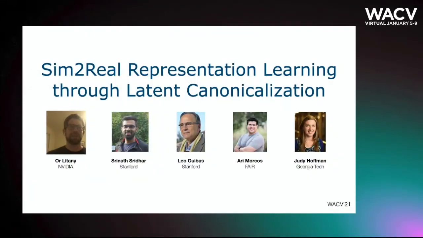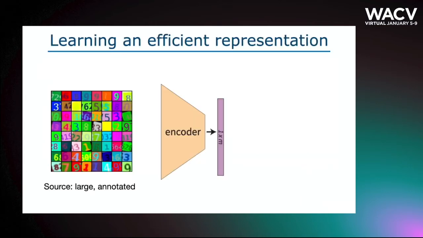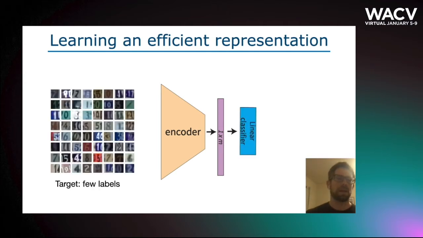I'd like to give you a quick tour of our recent work where we introduced the notion of latent canonicalizers for improved sim-to-real transfer. Consider the following scenario. Given a large annotated data from a simulated source domain, like the digits shown in the figure, we wish to learn an efficient representation. By efficient, we mean that it can adapt to a target dataset using very limited labels.